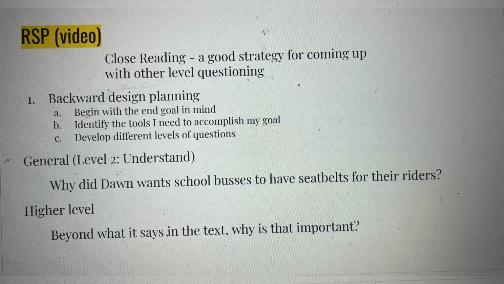So for the assignment this week, I viewed the RSP teacher, and she was setting an example of close reading. One technique that she mentioned was the backwards design planning. So she began with the end goal in mind, then identified the tools that she would need to accomplish that goal, and then lastly developed different levels of questioning. So the general question was, why did Don want school buses to have seat belts for their riders? And then after a few students answered, she said, okay, great, now let's move beyond the book and add to that.